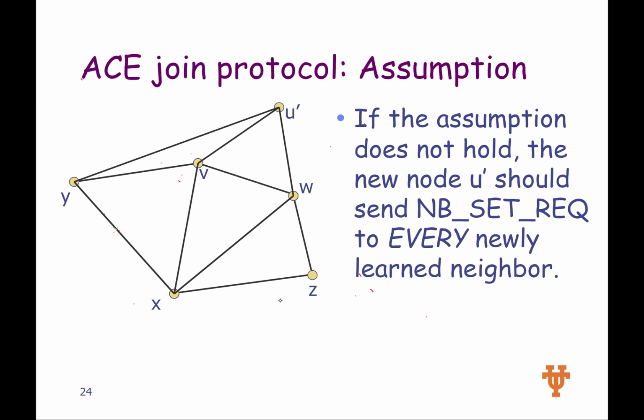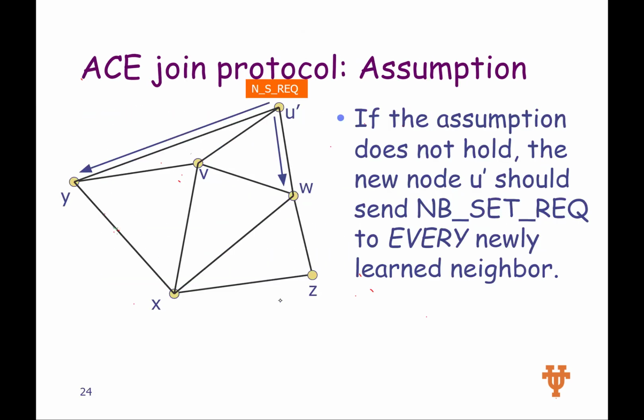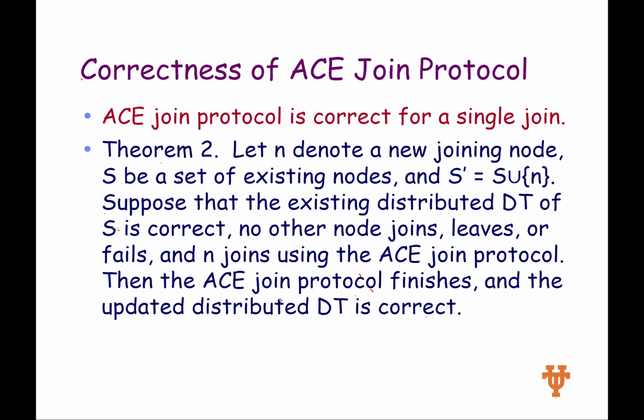If the assumption does not hold, the new node should send a neighbor set request to every newly learned neighbor, rather than just checking one per simplex. Okay. So if you don't have this assumption, the protocol will be more expensive. All right, it takes more time.